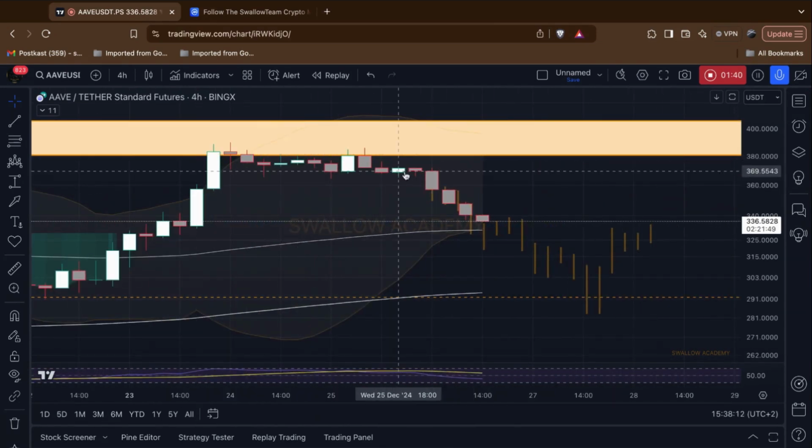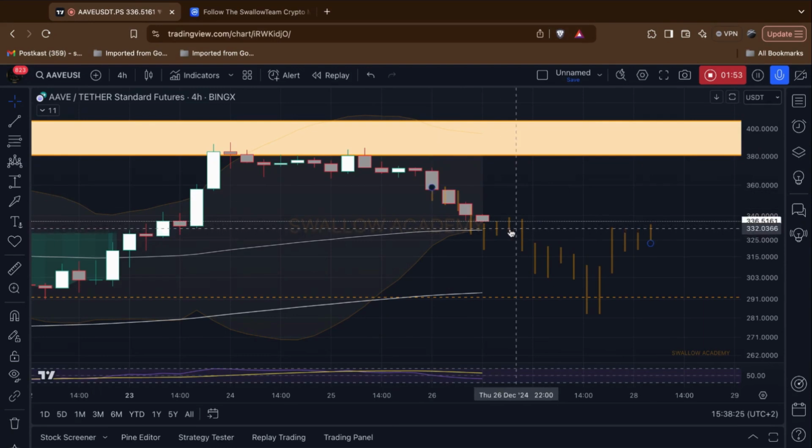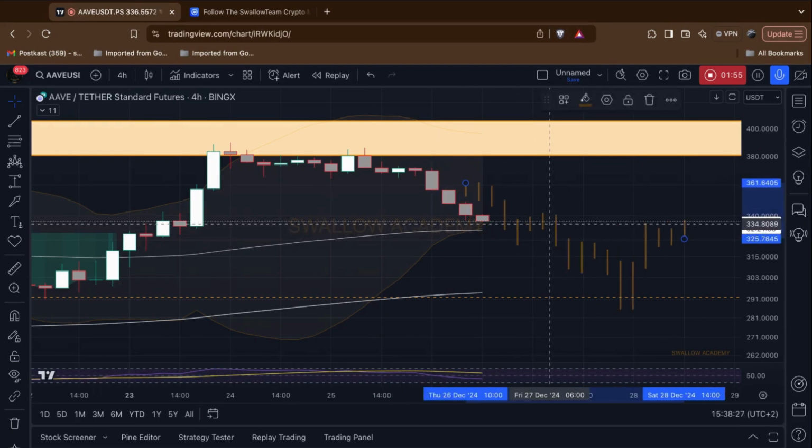So some consolidation. And on the 4 hour time frame, we see proper candles with proper bodies and not long wicks. You can see here small wick, small, small, and small again.